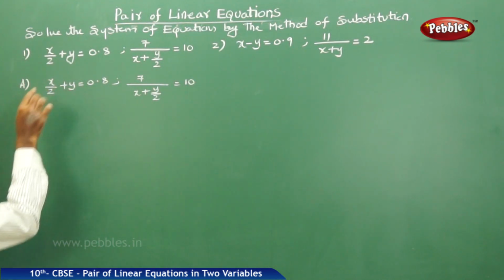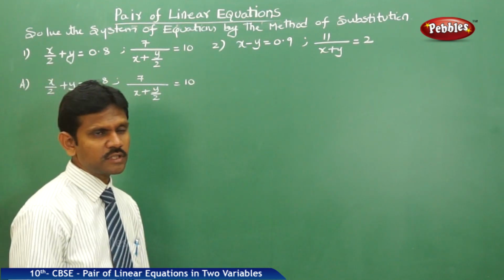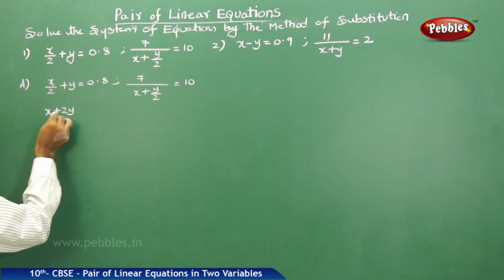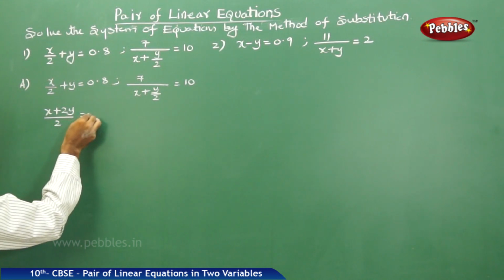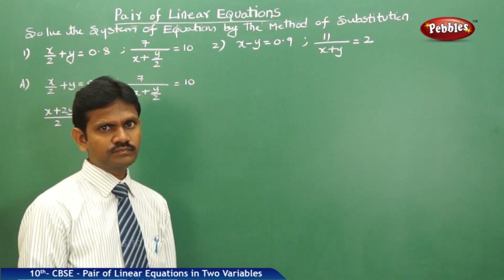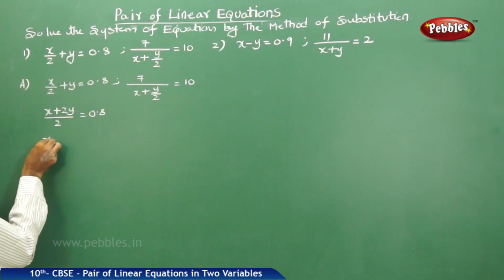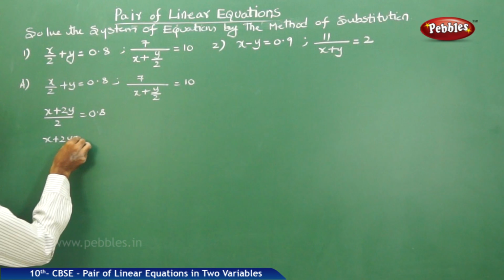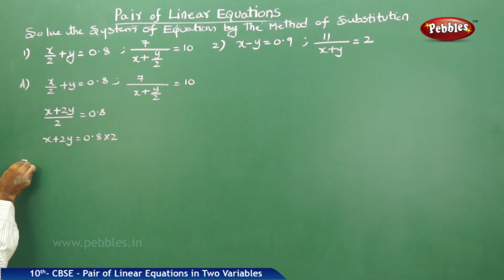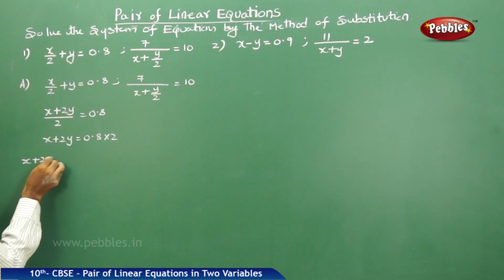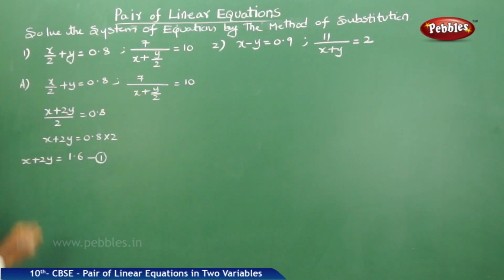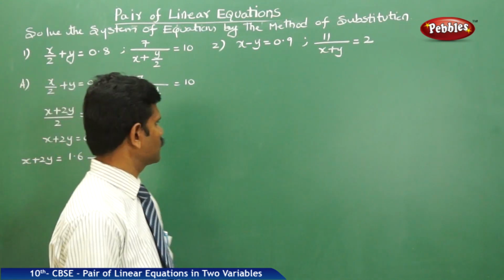Now, first I convert this one into the regular form. That is, x plus 2y by 2 is equal to 0.8. That means the process I did here is the LCM. Now, x plus 2y is equal to 0.8 into 2. That is, x plus 2y is equal to 1.6. This is equation 1.